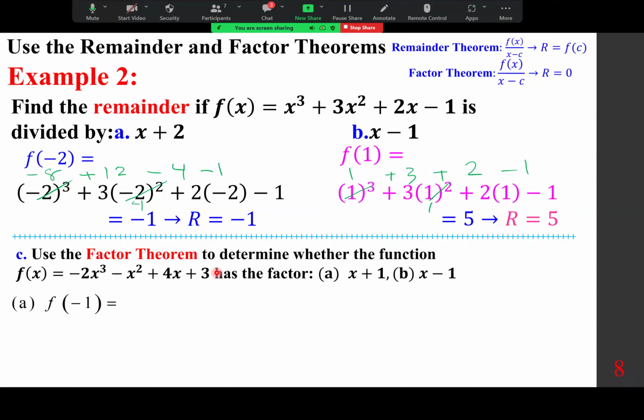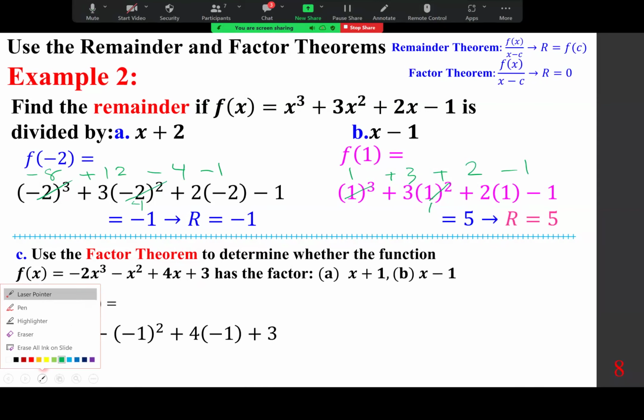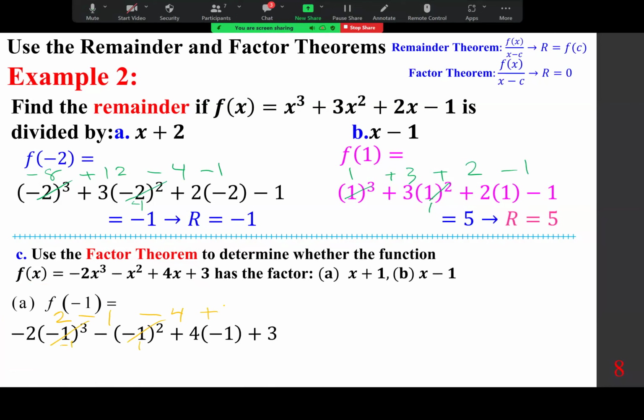So plug in, we get minus 2 times negative 1 cubed, minus negative 1 squared, plus 4 times negative 1 plus 3. And so this is negative 1, so we get plus 2 here. This is positive 1, we get minus 1 here. Then we get 4 times negative 1, negative 4, plus 3. As you can see, they add up to 0. Therefore, the answer is yes. X plus 1 is a factor of f of x.